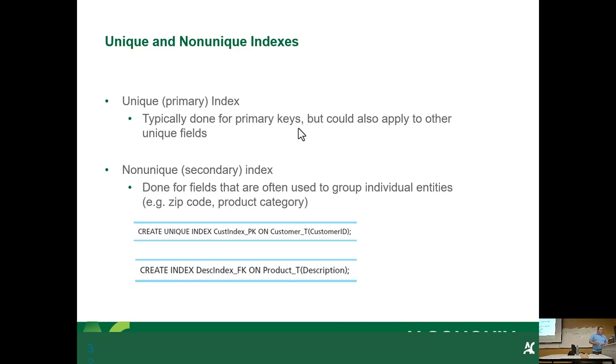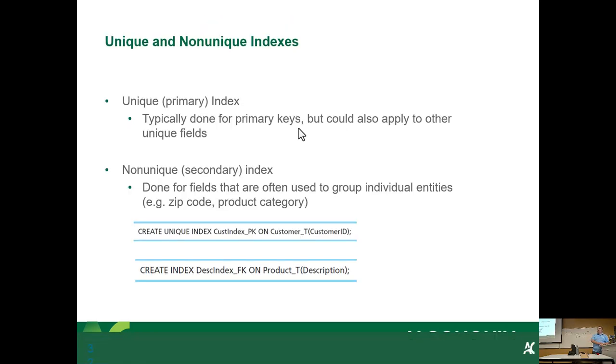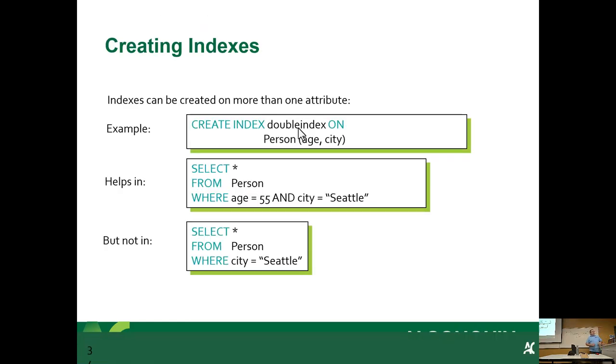Now, one of the little things that's not covered all that much in this is that you can create indexes on multiple fields at once, and you just include them comma delimited. So you'd have description, comma, something else, and that would be a two-column index. There's another example: create an index. So CREATE INDEX name index ON person name. And this is creating a multiple column one. So if you go CREATE INDEX, they call it double index in this example, on person and age and city. This index will help if you're querying both of those fields. So SELECT star FROM person WHERE age is equal to 55 AND city is equal to Seattle. It'll work for that one.